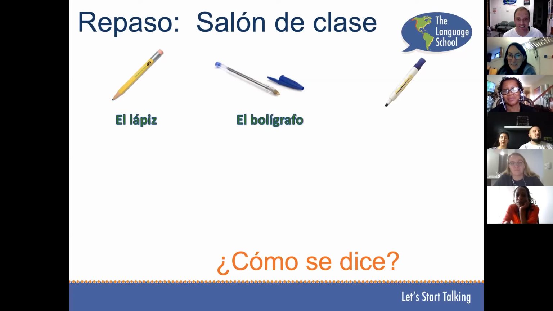¿Cómo se dice marker? No sé. Okay, el marcador. El marcador. No S on the end, just marcador. Okay.